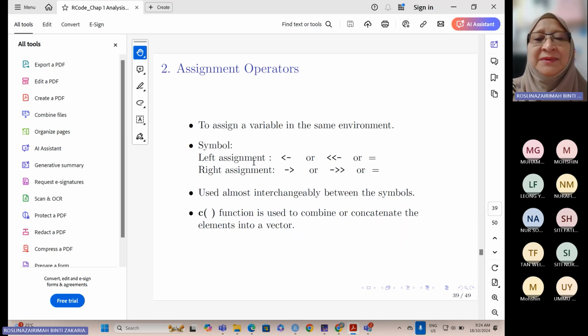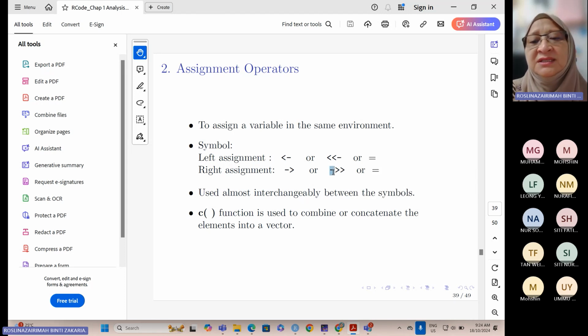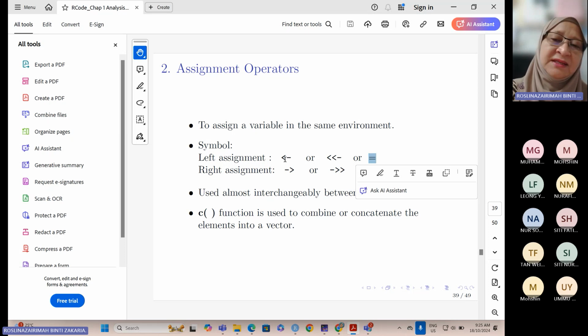Okay, for assignment, the assignment is also important. There are many ways. Like I said, less than dash actually means the same as equal. Some people also write less dash. Similarly, for assignment we can write dash greater than, or dash greater, or simply equal to. Many people now use equal to rather than less than dash. I use the arrow because I'm familiar with that, but you can use equal to.